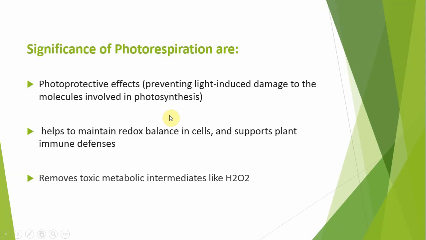What is the significance of photorespiration? It has photoprotective effects, that is, preventing light-induced damage to the molecules involved in photosynthesis. It helps to maintain redox balance in cells and supports plant immune defenses. Also removes toxic metabolic intermediates like hydrogen peroxide.